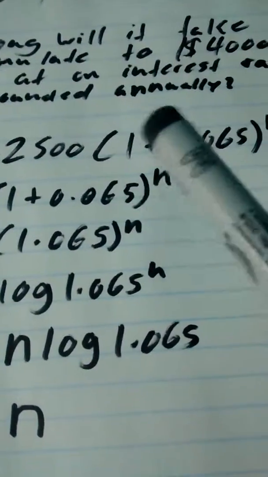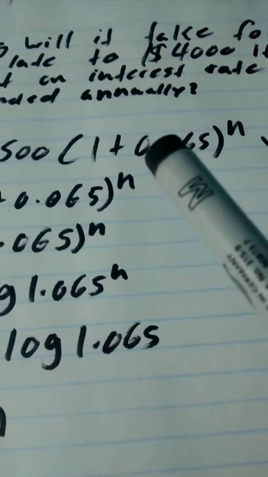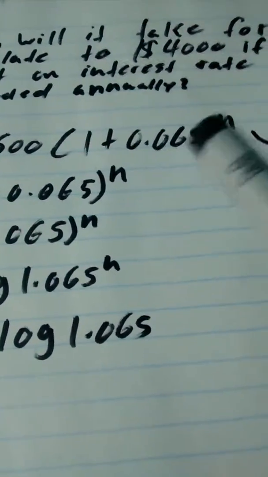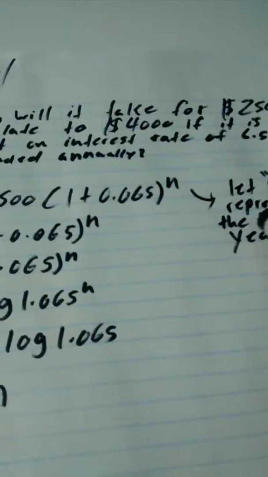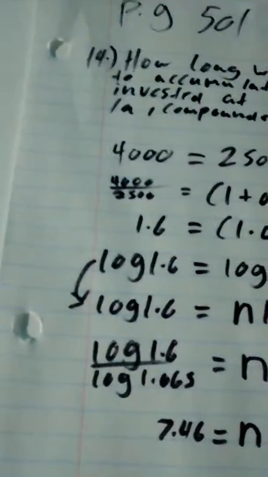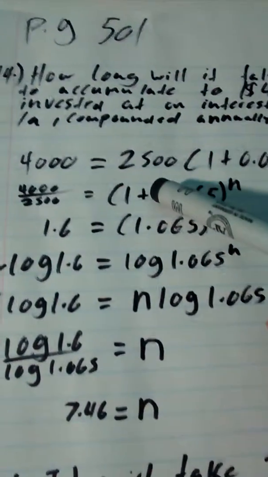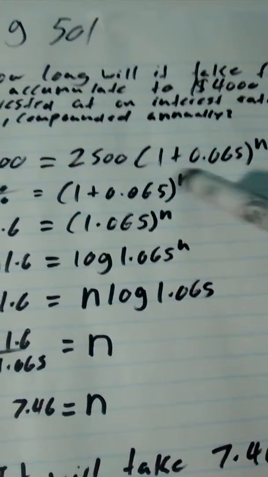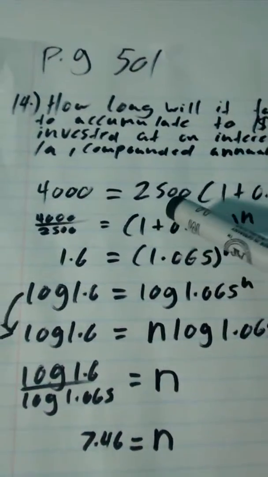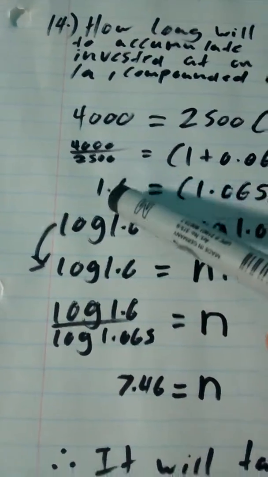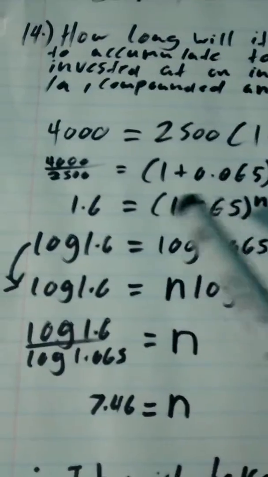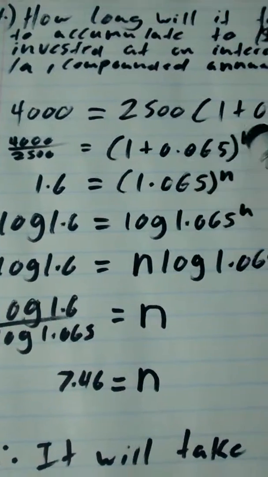And then we have a whole 100% there, added by 6.5% but put into decimals. Now we're using decimals because the answer here will be decimals too, and also n represents the number of years that it'll take. So the first step to isolating n would be to remove the 2,500. We divide both sides by that, and 4,000 divided by 2,500 equals 1.6, and then we just added the 1 and the 0.065.